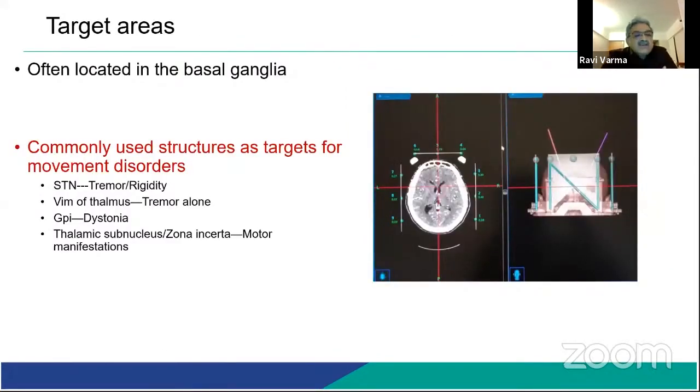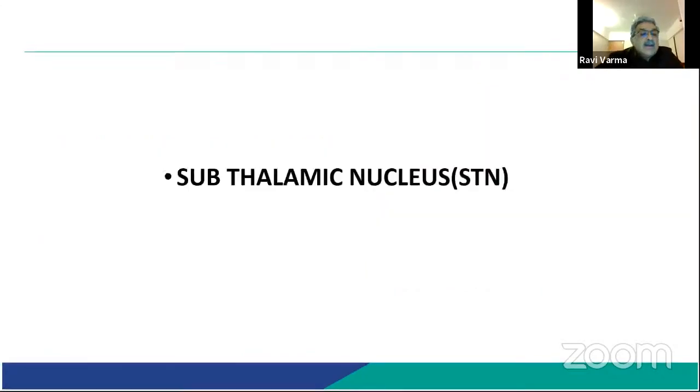So what are the target areas? Most of them are in and around the basal ganglia. I'm talking only about movement disorders at this point. So I'll concentrate on STN, VIM, and GPi, because these are the important targets. There are multiple other targets which I'm not going to go into. For 20 minutes and for beginners, I think it's best to spend a lot of time on STN, and of course GPi and VIM.